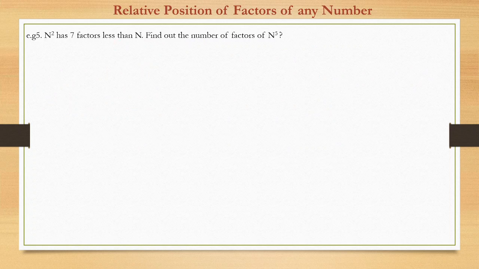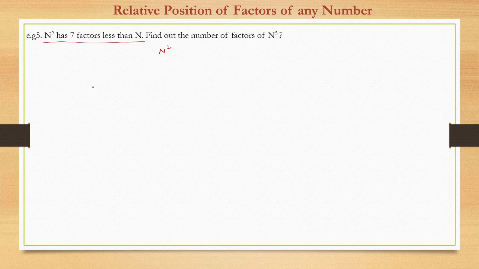Now, this is an important and conceptual question. If n square has 7 factors less than n, find out the number of factors of n^5. So now see here, n square has 7 factors less than n. We know n square is a perfect square. So we also know the number of factors less than the square root of n square, which is n, would be same as the number of factors more than the square root of n square.